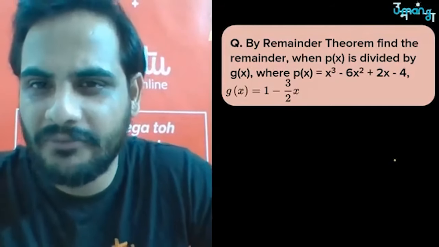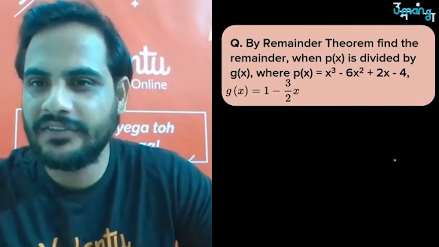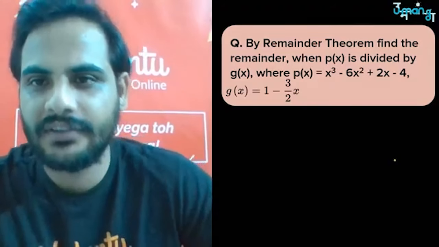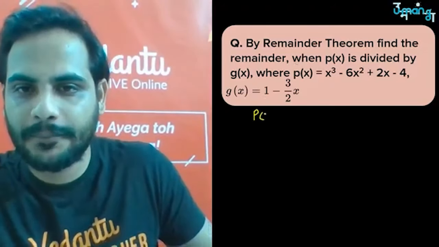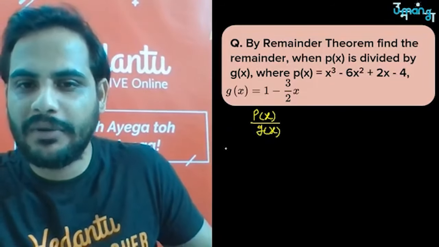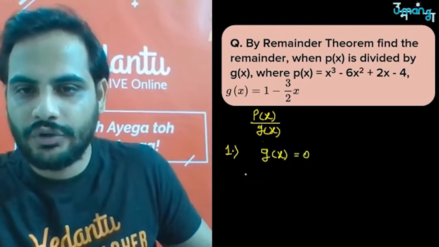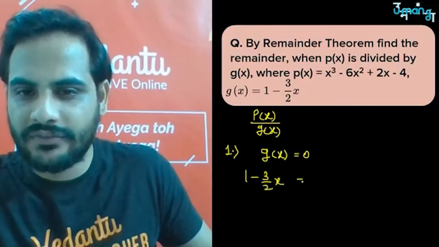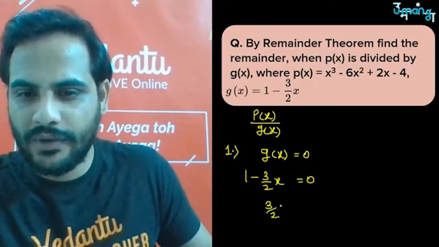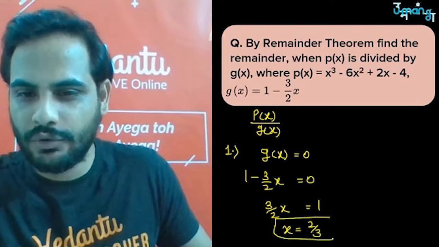By the remainder theorem, find the remainder when p(x) is divided by g(x), where p(x) is x cube minus 6x square plus 2x minus 4, and g(x). So beta, p(x) is divided by g(x). So this g(x) is your divisor. So if we have to use the remainder theorem, step 1, make the divisor equal to 0. So you got 1 minus 3 by 2 x equal to 0. So what you'll be getting, beta? First thing, you can say 3 by 2 x is equal to 1. So x is equal to, shift 3 by 2 there, x is equal to 2 by 3.